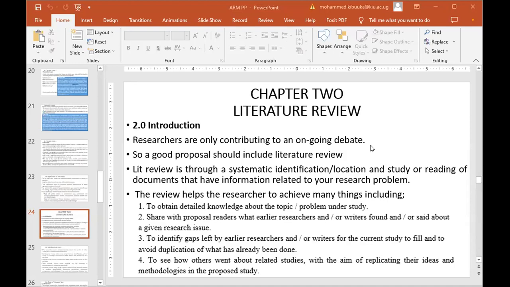Today, we are going to look at literature review. For you to go to literature review and write this chapter, we believe that this is not the first time you are reading literature.